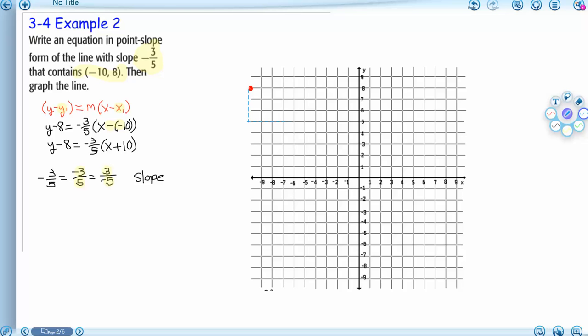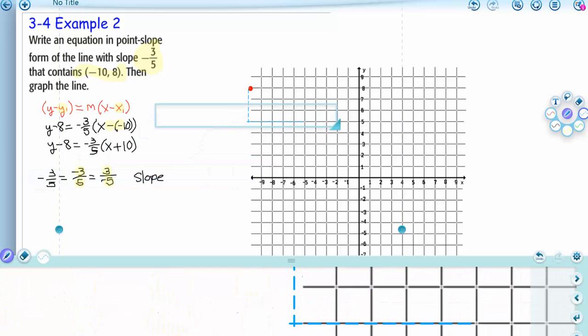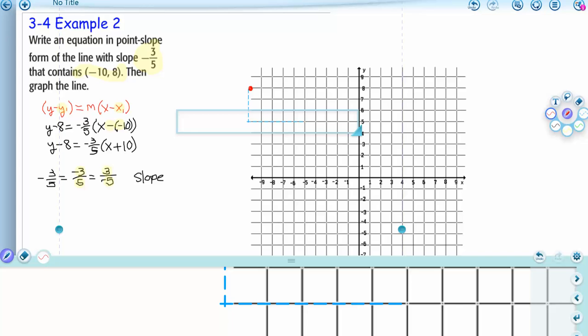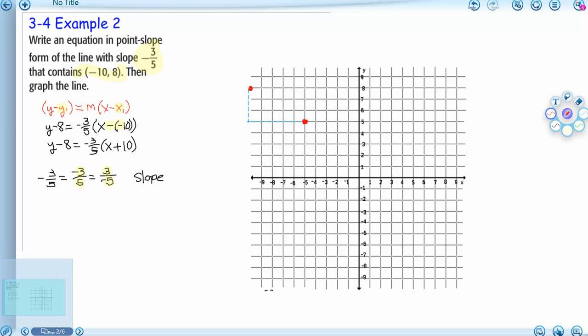1, 2, 3, 4, 5. And then I can graph my point there. So I counted down 3, left 5, and that puts my second point of my line right there at (-15, 5). Now, again, all I have to do is grab my straight edge and draw my line. And I'm done.